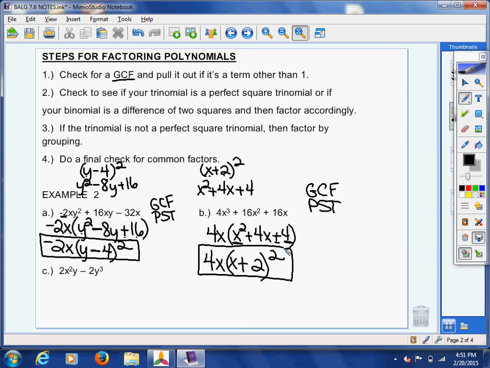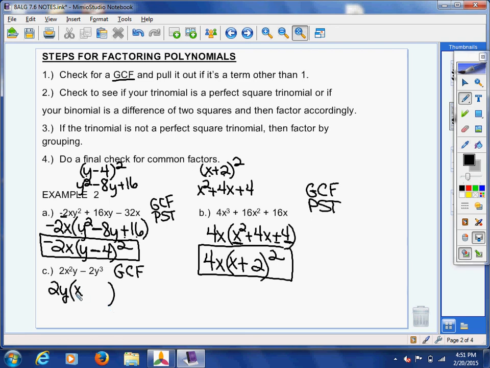All right, let's look at C. I'll do this one with us. Remember, first step is always look to pull out a GCF. It'll look a lot better if you pull out a GCF. Otherwise, you're going to just stay confused. Okay? Both terms have a 2 in it, and both terms have at least one y in it. So that's our GCF.